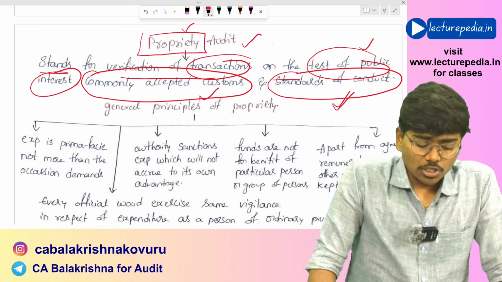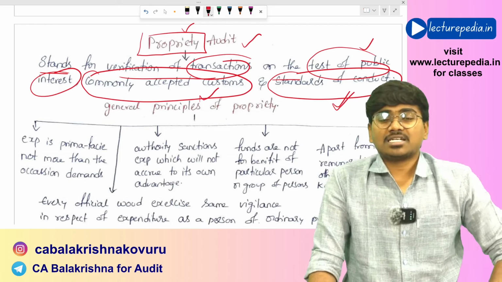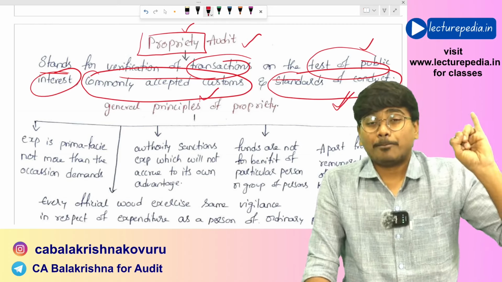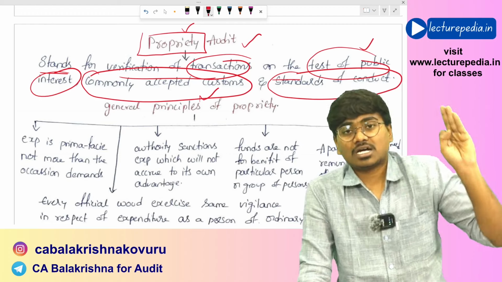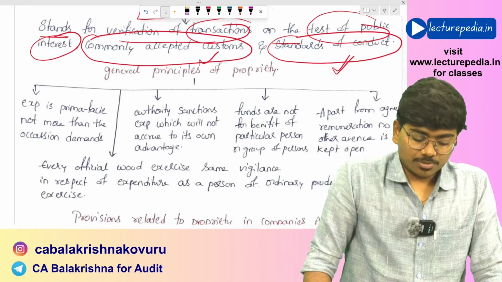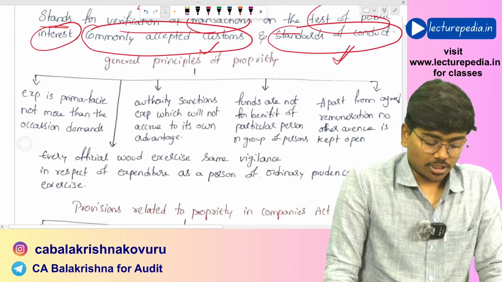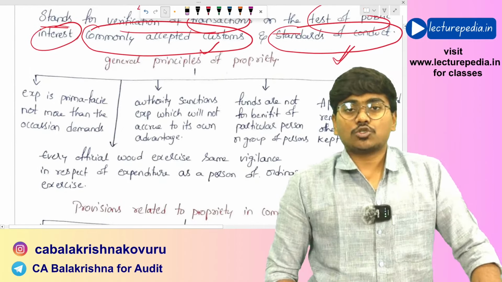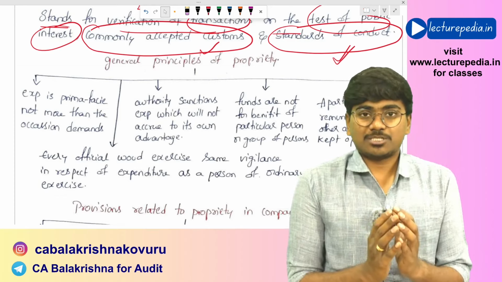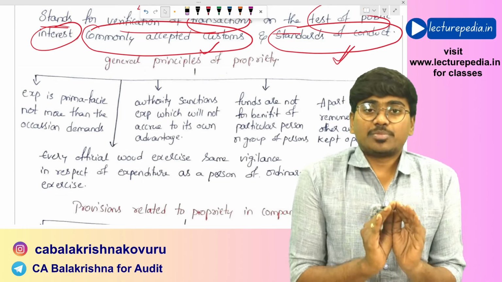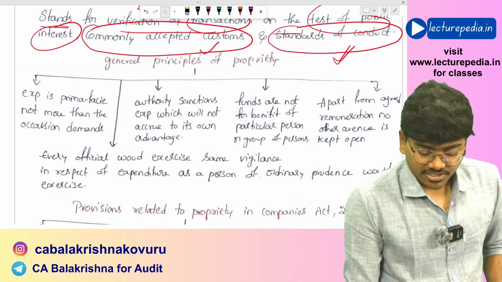Okay, so propriety audit stands for testing each and every transaction on the test of public interest, commonly accepted customs and standards of conduct. Okay. Now, general principles of propriety. There are certain 5 principles of propriety element. What are they? First of all, expenditure should not be prima facie more than the occasion demands. Okay. How much expenditure the occasion demands, you should spend only that much of amount.